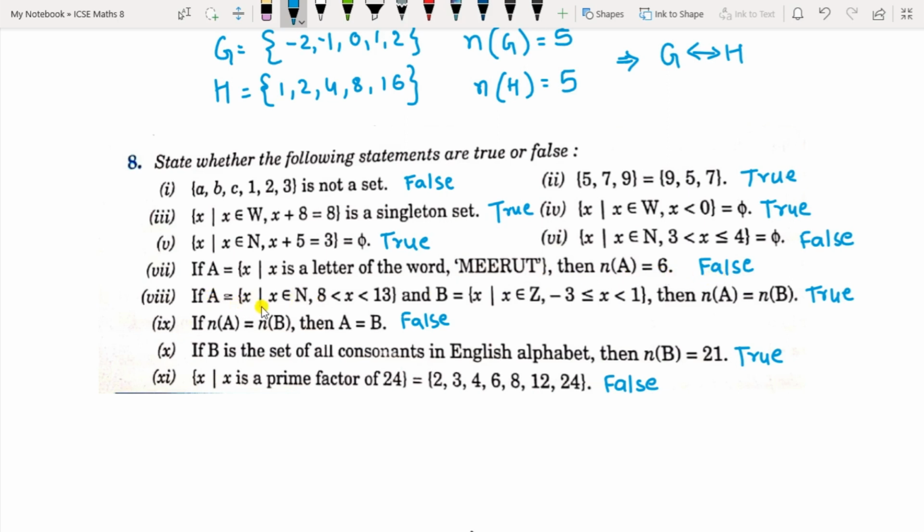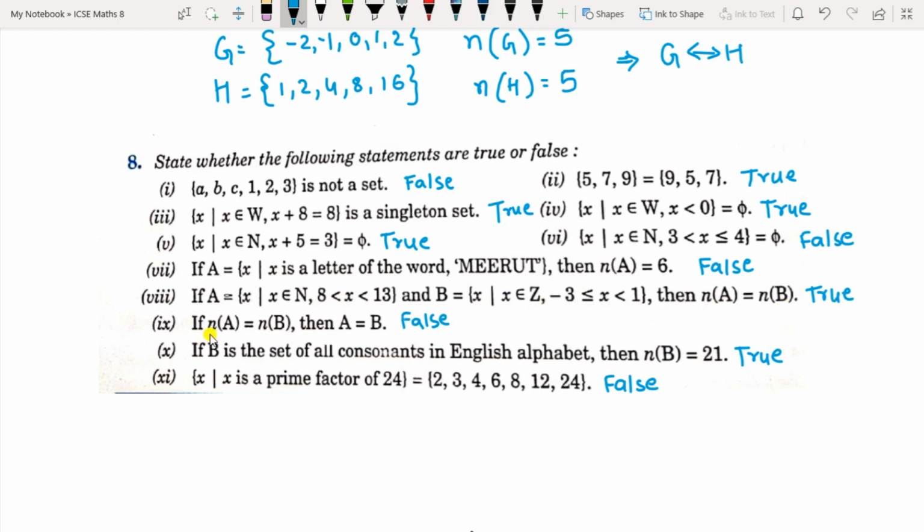A is the set X such that X is a natural number between 8 and 13 and B is the set X such that X is an integer between -3 and 1 and equal to -3 also. So these cardinal numbers are equal. Yes, between 8 and 13 is 9, 10, 11, 12. Those are 4 numbers. And between -3 and 1 along with -3, so start from -3, -3, -2, -1, 0. Okay, up to 0 you have to count. So these are also 4 numbers. So yes, it is true.